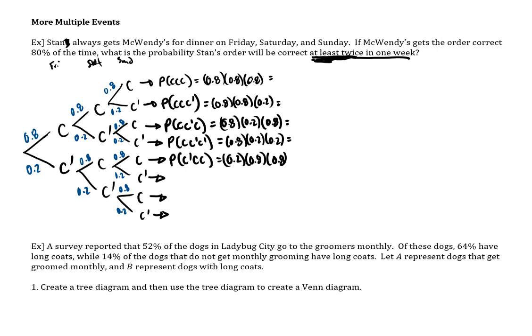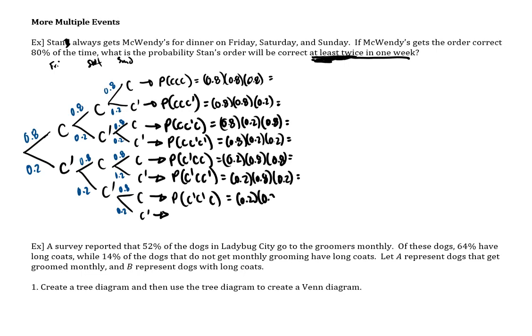Then this next one, it starts incorrect, correct, and then incorrect. So 0.2, 0.8, 0.2, and then 2 more. Incorrect, incorrect, correct.